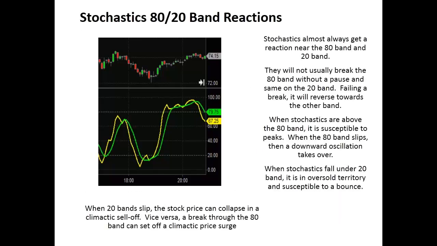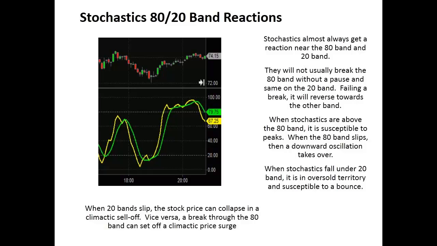So the 80-20 bands. Anytime the stochastics get near that 80 band, you're going to have some type of reaction. Either it's going to reject it, or it's going to stall and then break through it. Anytime you get near the 20 band, it's going to either reject it, deflect and bounce, or it's going to stall and collapse. So the 80 and 20 bands are really what you want to keep an eye on.